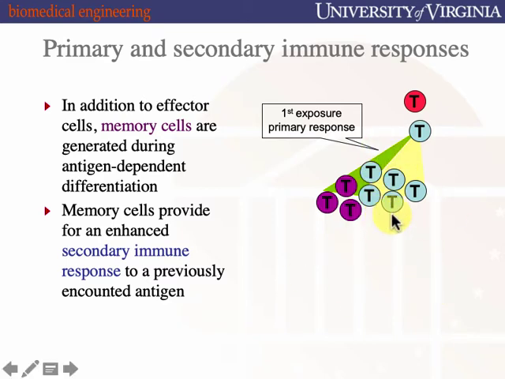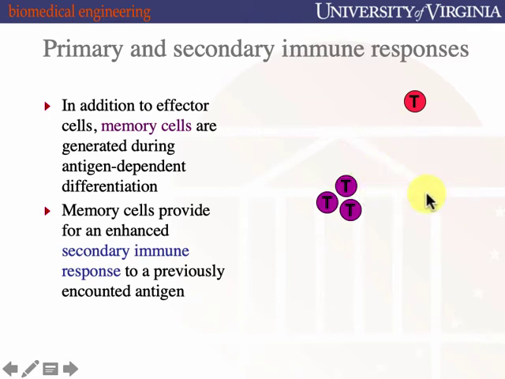So what we want is for these effector T cells to go away, but we recorded a memory, and we've turned that one cell into maybe 3 cells. It's just an example; these are not real numbers. So now the memory cells can provide for an enhanced secondary response.